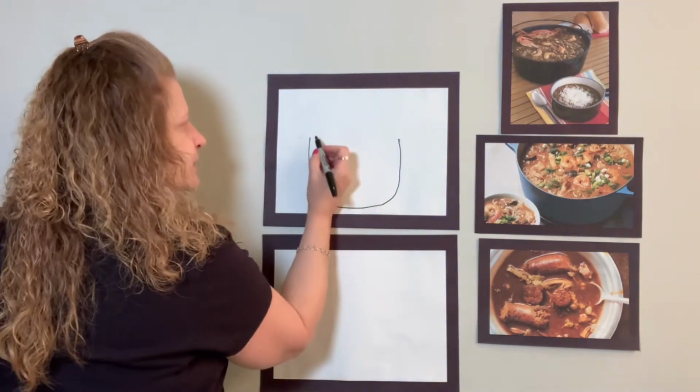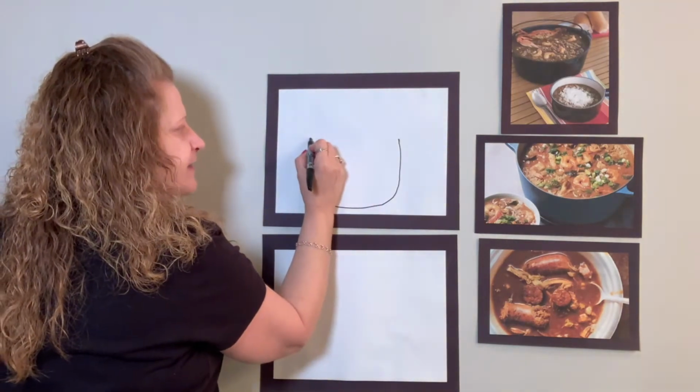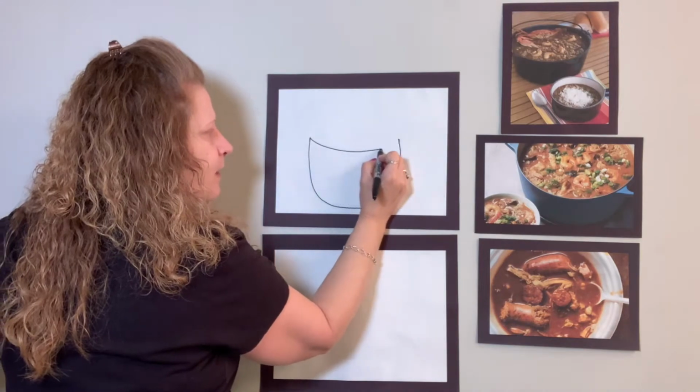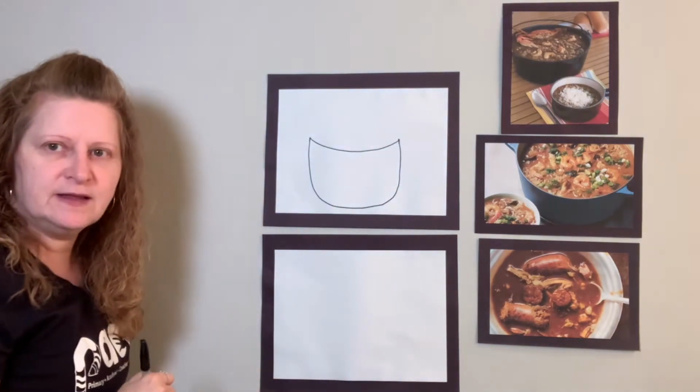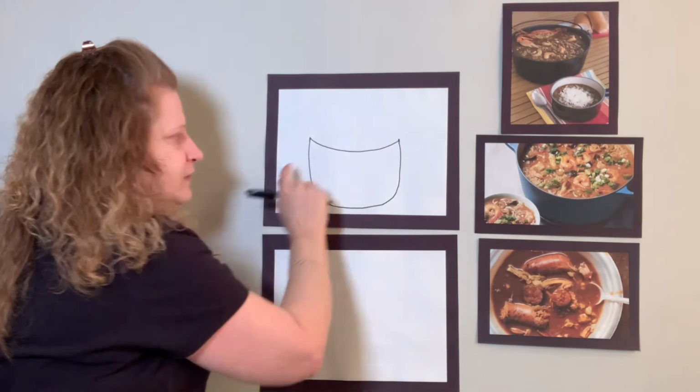Now, we're also going to do something else. We're going to start at this dot and go all the way across and connect it to the other dot using a curved line to do that.